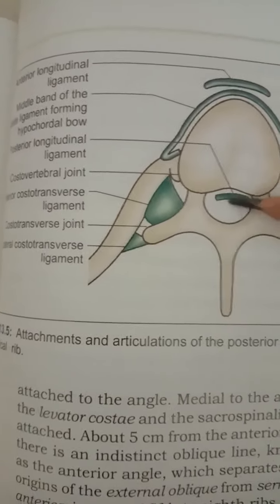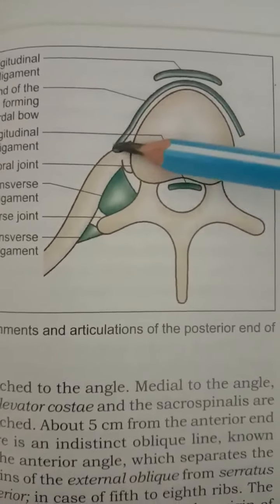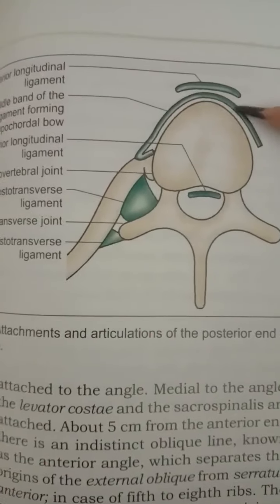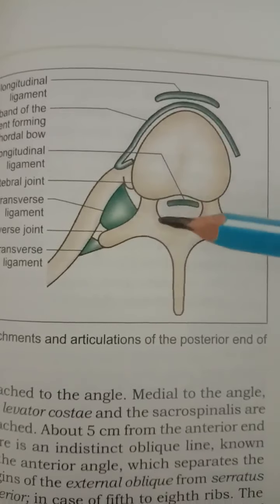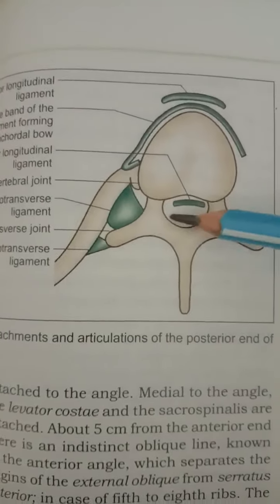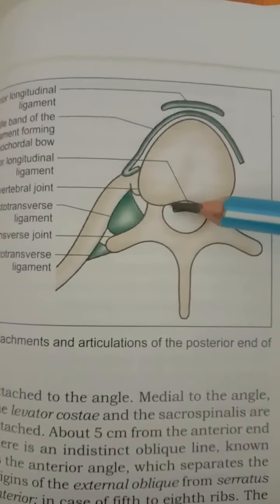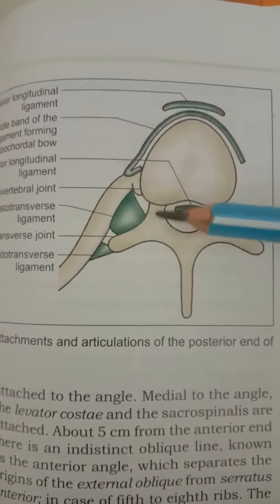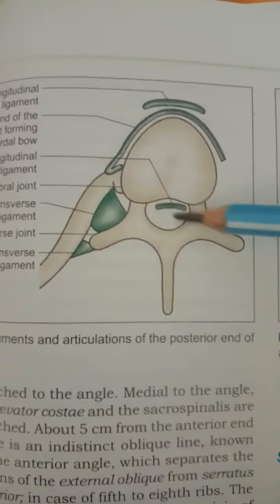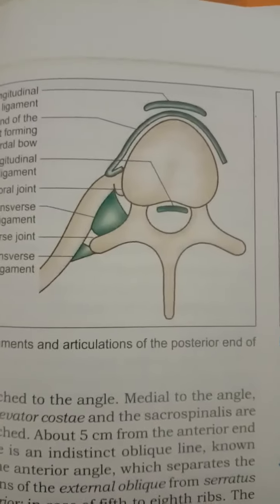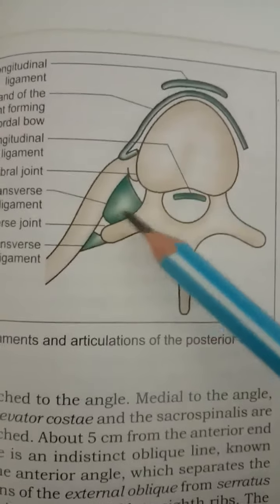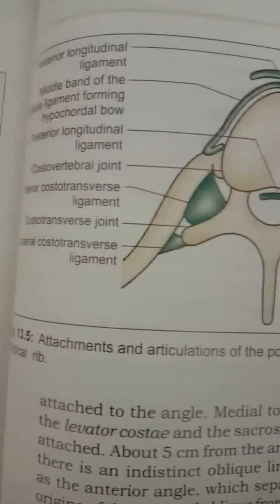Here you can see the posterior longitudinal ligament, and this one is the anterior longitudinal ligament. Then the posterior surface of the body is marked by vascular foramina for the basivertebral vein, which is covered by the posterior longitudinal ligament. Then the attachments related to the transverse process.